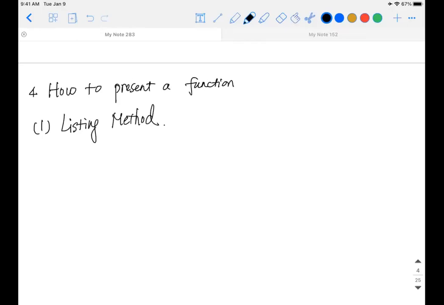So what is a listing method? We just try to list out. You tell me a function means a relationship between set A to set B, right? You tell me f, A goes to B. This is a function. I think the most straightforward way is to try to list them out.